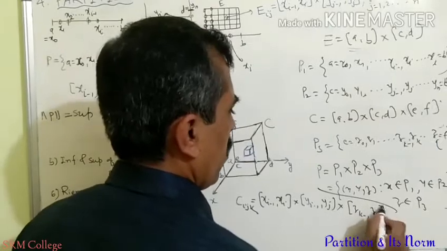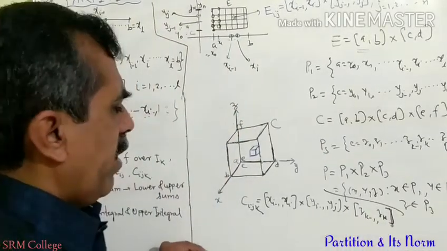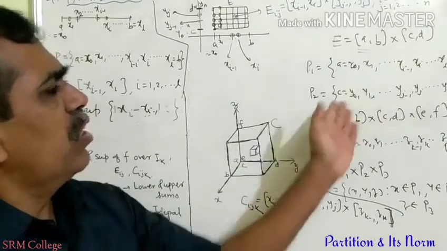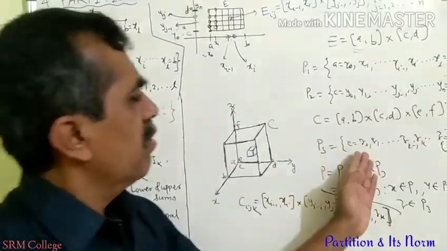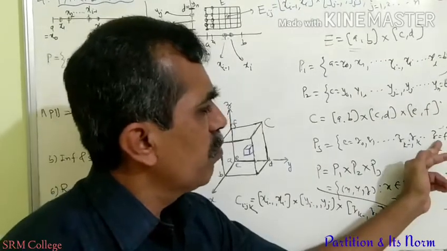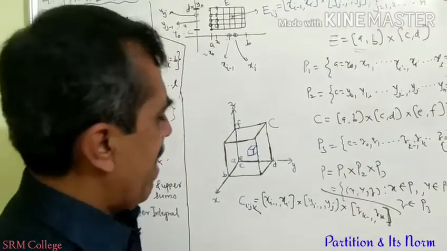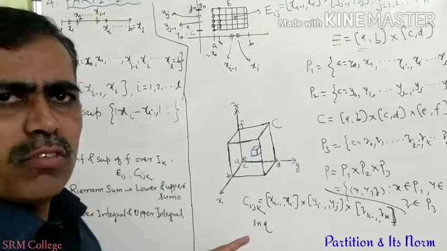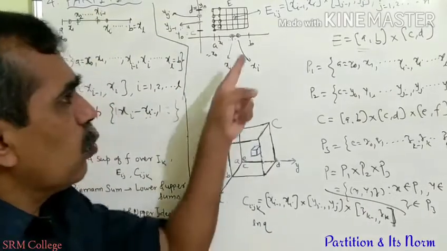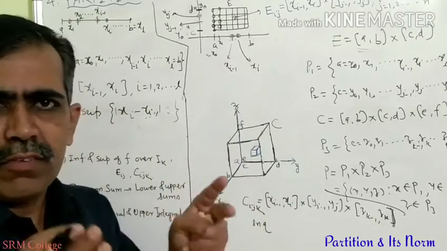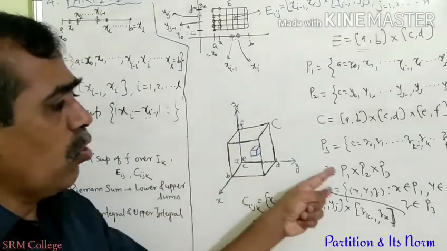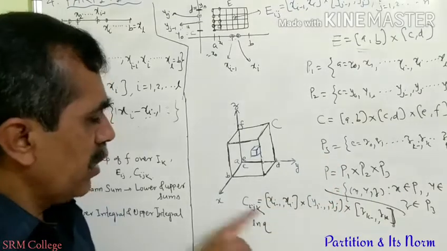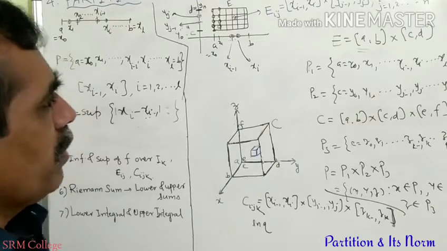And how many subcuboids? Because i, j, k are variable, i runs from 1 to l, j runs from 1 to n, and k runs from 1 to q. So you will have l times n times q subcuboids. This is how we partition a cuboid by using planes parallel to the coordinate planes passing through the points of P.